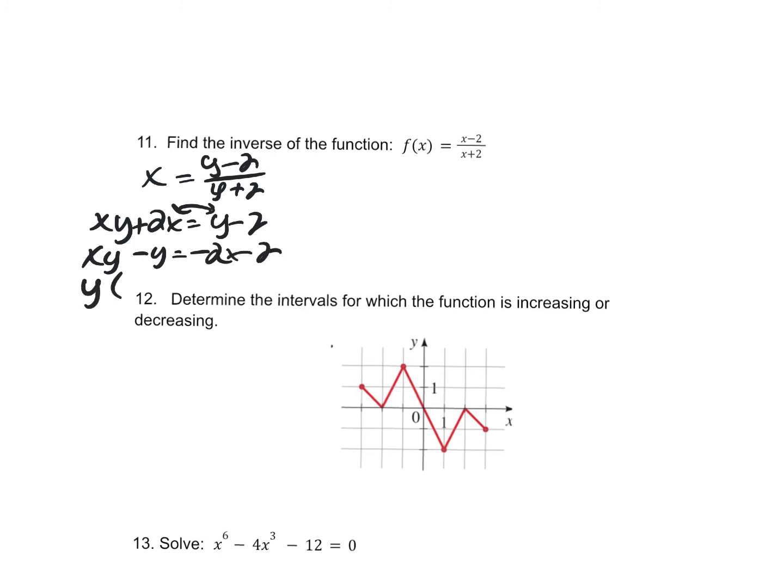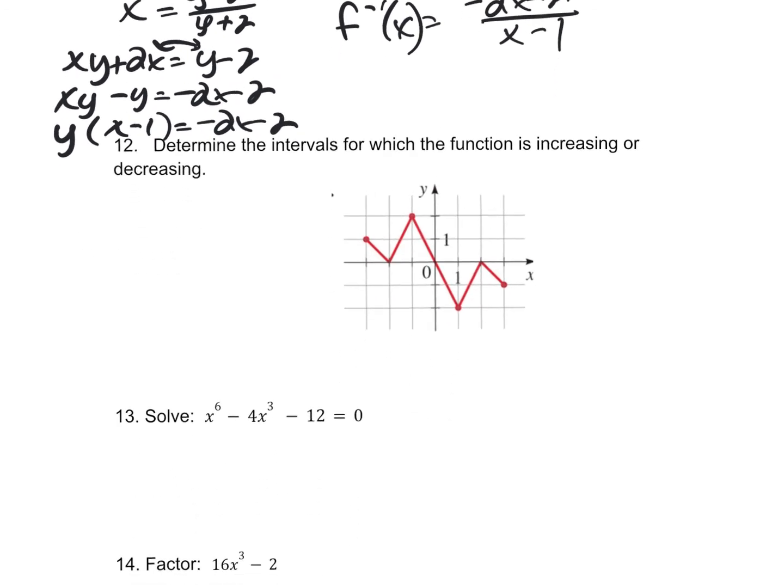Factor out the y. That's the key step right there. Factor out the y. That leaves an x minus 1. Negative 2x minus 2. Now, because it says y times x minus 1, the opposite of times is divide. So I'm going to divide both sides by x minus 1. On the left-hand side, I just cancel. So there's your answer right there, except remember what we always do. We always take out that y and replace it with the inverse of f of x to make it look good.